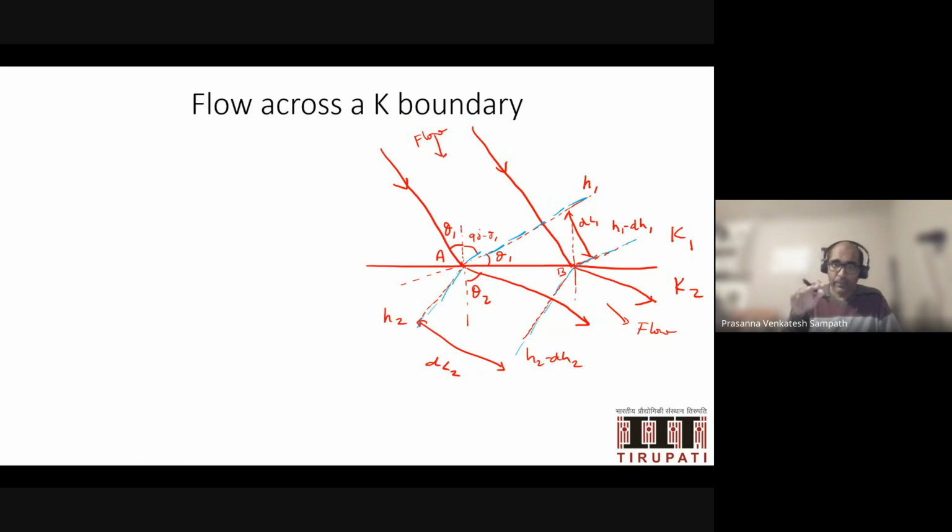At the interface, the equipotential lines actually change direction. You can notice that in K1, the equipotential lines are at a particular angle, and in K2, the equipotential lines are at a different angle with respect to that interface line, the horizontal line. So this is the flow that's coming in.